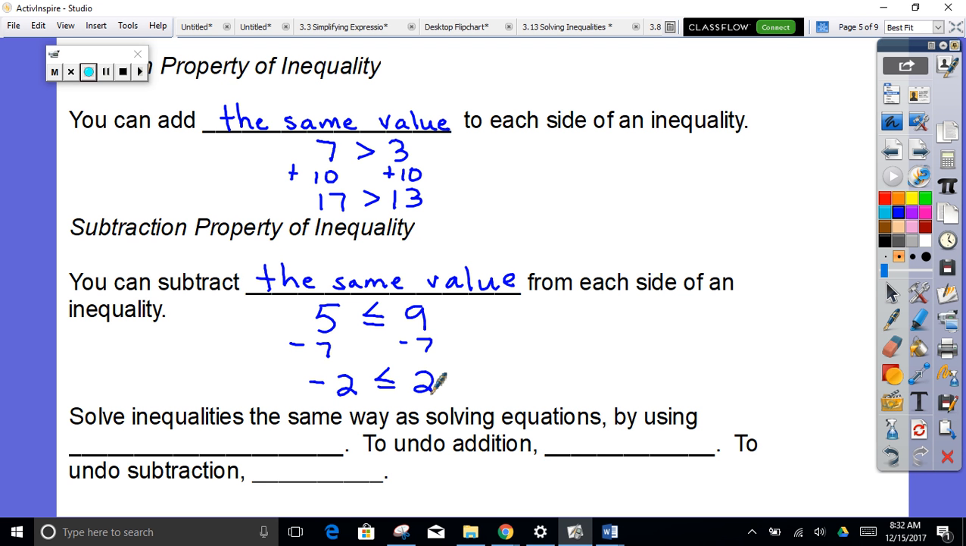That is still true. No matter what number we pick, whether it's positive or negative, you're still going to get an inequality that's true. So since that works, we're going to solve inequalities the same way that we solve equations, by using inverse operations. What do I mean by inverse operations? Irene? If it's adding, you're going to subtract, and if it's subtracting, you're going to add. Yep, we're going to do the opposite. So to undo addition, we will subtract. To undo subtraction, you will add.